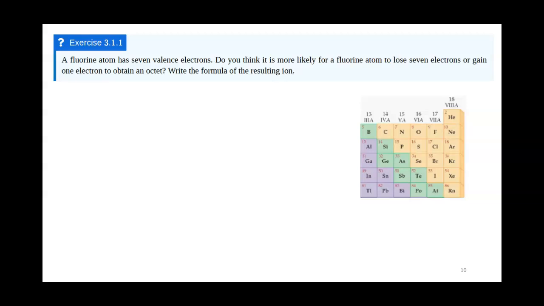Okay, so this is an example problem from the book. It says a fluorine atom has 7 valence electrons. It has 7 outer electrons. Here it is here, all right? Then it says, do you think it is more likely for a fluorine atom to lose 7 electrons or gain 1 electron to obtain an octet? Write the formula of the resulting ion.